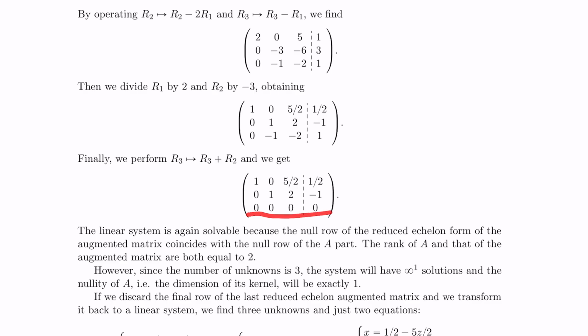The last row of this matrix is null, which means that the rank of A and the rank of the augmented matrix agree, and so the system is solvable. We have 2 non-null rows in the final reduced matrix, and so the rank of A is 2.